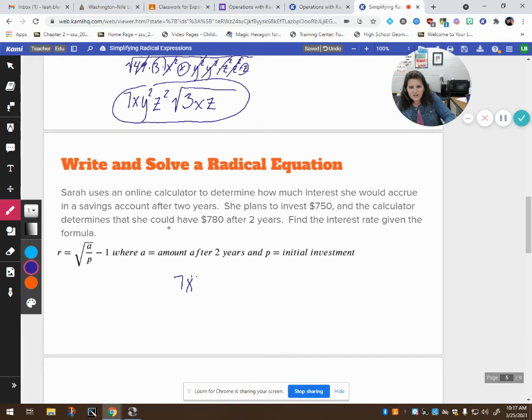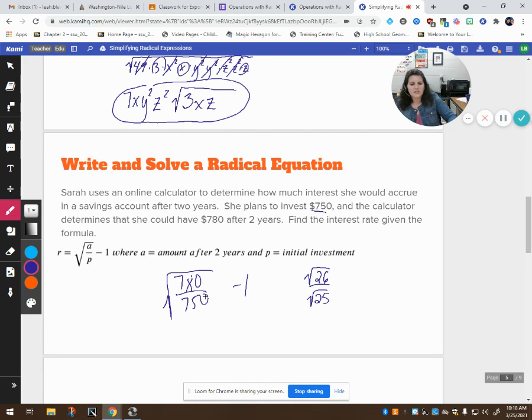And let's see, 780 after 2 years. The initial amount that she invested, the principal amount, is 750. We're going to take the square root of that, and then we're going to subtract 1, and that gives us our rate. So let's try this problem. Let's simplify 780 divided by 750. 780 over 750 will reduce to 26 over 25.